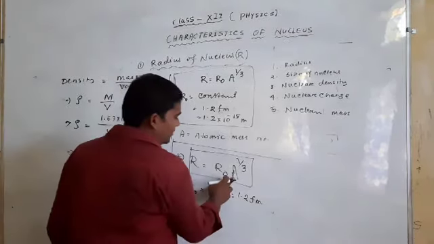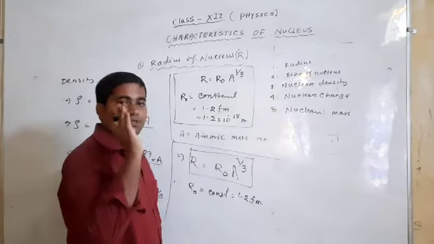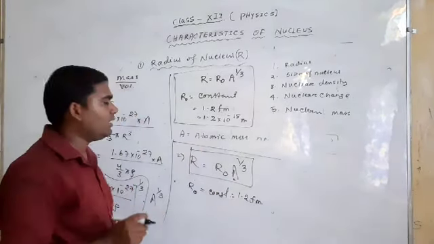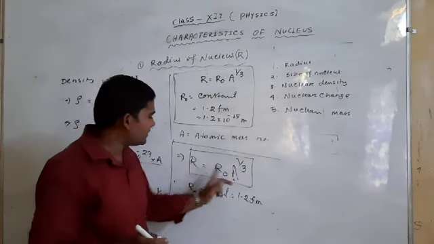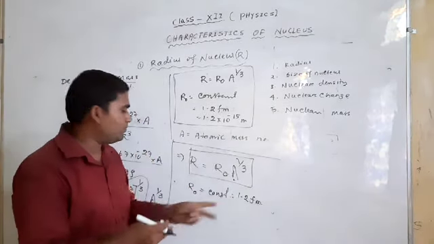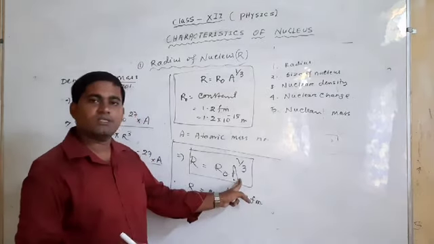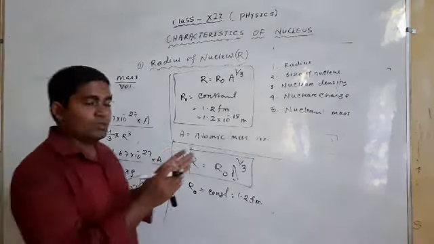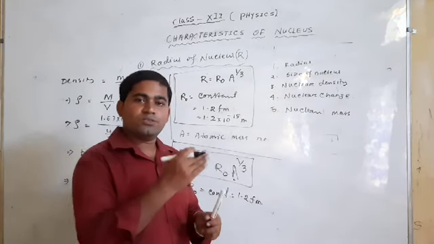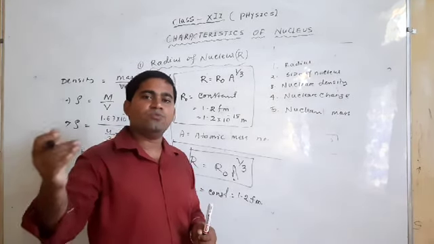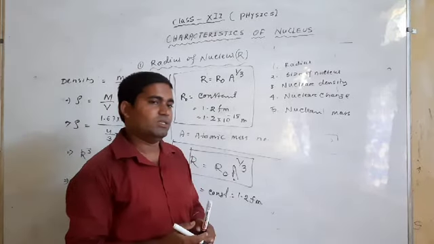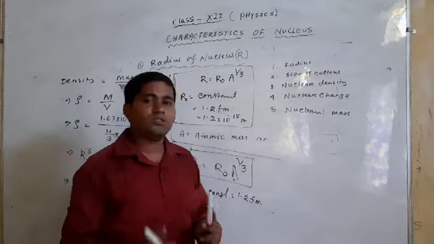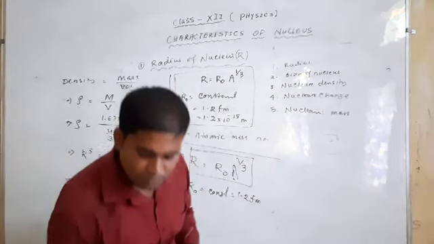Here the most important thing is that the size of the nucleus depends upon the atomic mass number, and we can say that there is a direct variation. That means when the atomic number increases, the radius also increases. So the radius of the nucleus gradually increases as we move higher in the periodic table. That means when the atomic number increases, the size of the nucleus also increases. Okay, clear?